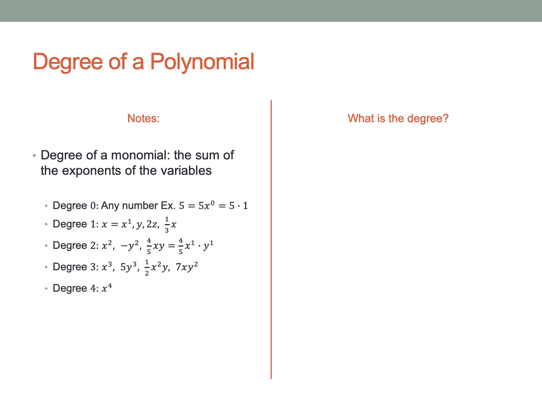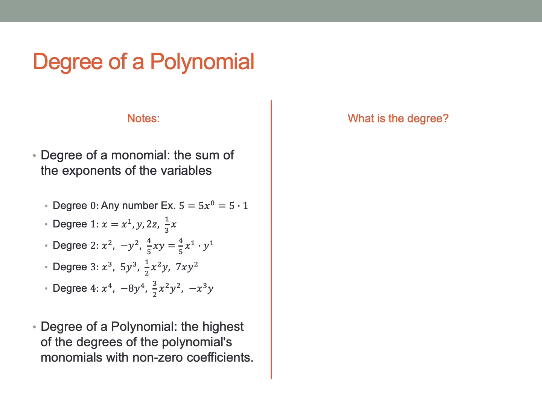Degree 4, right? Most commonly is x to the 4th, but it could be like negative 8y to the 4th, 3/2 x squared y squared, right? Because the sum of the exponents is still 4, and then minus x cubed y, again, the sum of the exponents is 4. Okay, so now that we got it covered what degree of a monomial is, the degree of a polynomial is the highest of the degrees of the monomials with non-zero coefficients.